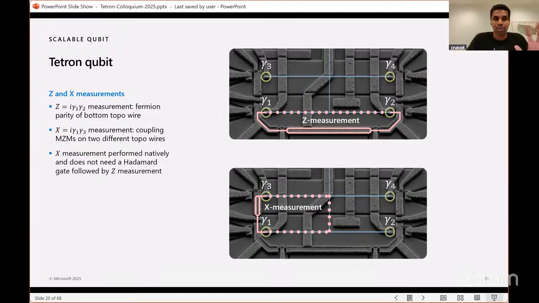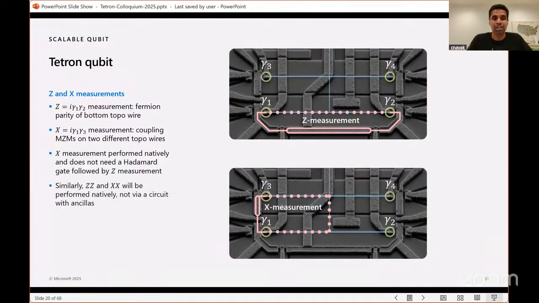Now notice the X measurement is performed natively here. Okay, we just do a single measurement. It's just a measurement of the capacitance on a different quantum dot. What we don't do is we don't actually do a circuit. In most other qubit platforms, the way that you would do an X measurement is, in fact, you would do a Hadamard gate and then a Z measurement. Okay, but that's not what we do here. An X measurement is just a native operation.